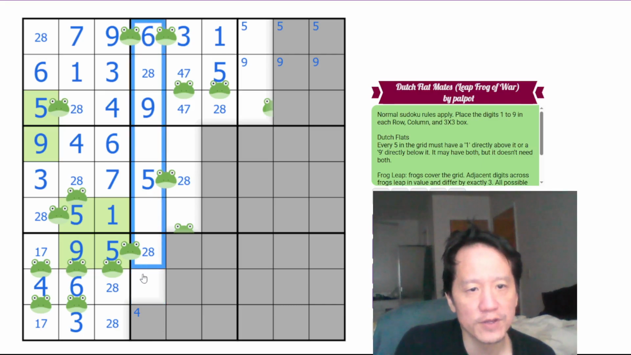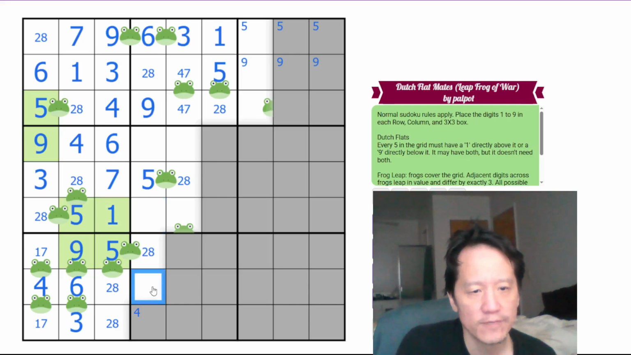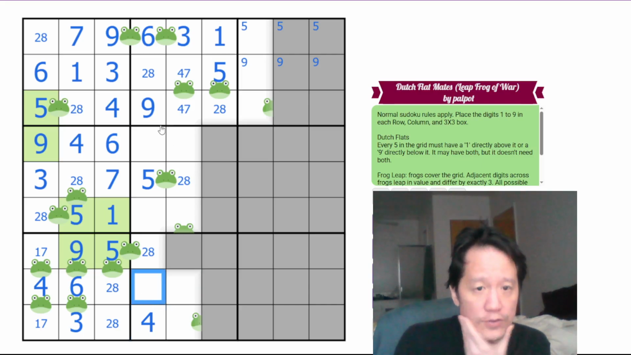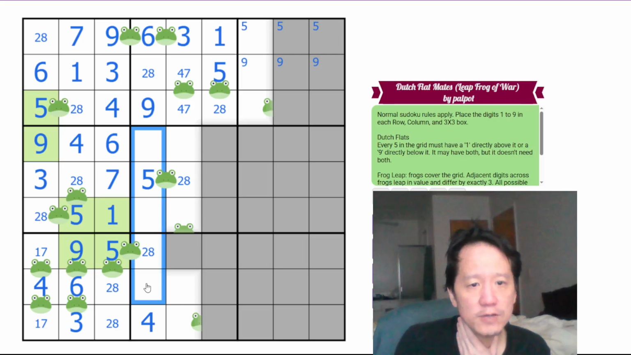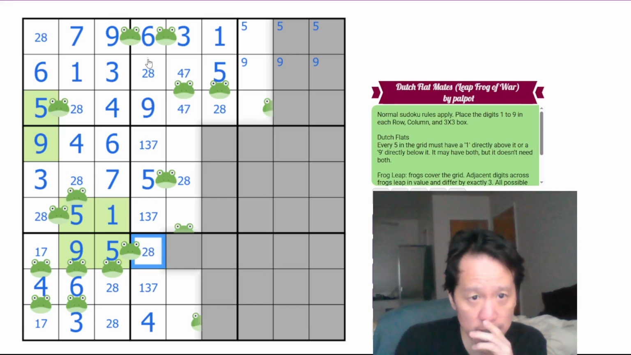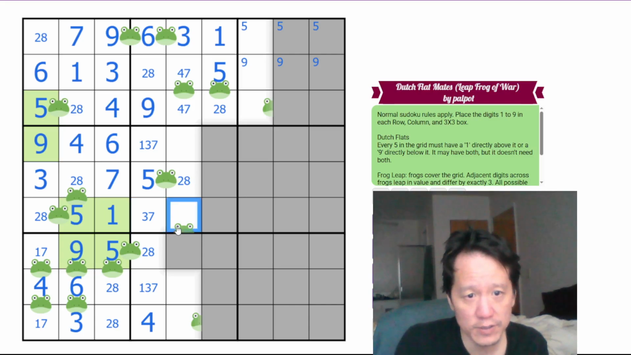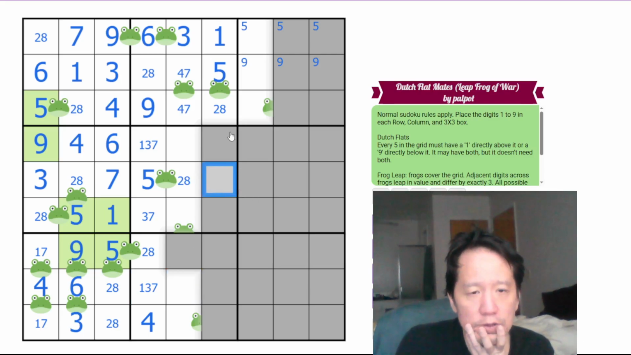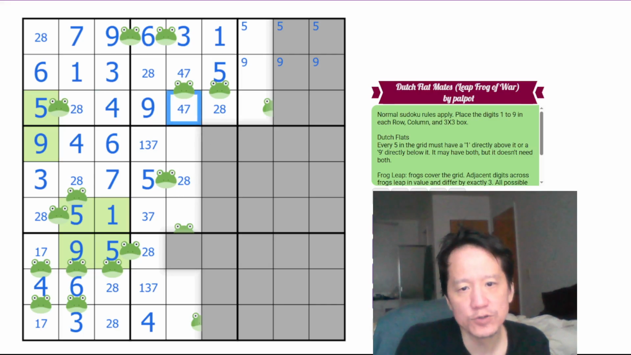Where is the 4 then again? 4 can't be here. 4 can't be here because there should be a frog in between them. 4 can't be here. It has to be here. So this is 4. The remaining digits are 3, 1, and 7. This is 2 and 8 in column 4. This can't be 1 because of this 1. This could be 1, 3, or 7. This can't be 4 because of this 4, so this must be 7, which makes that a 4.